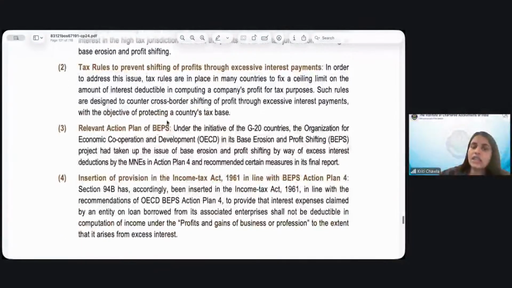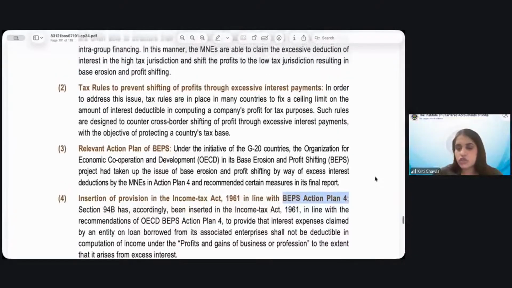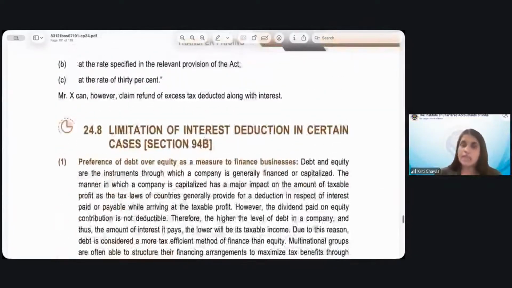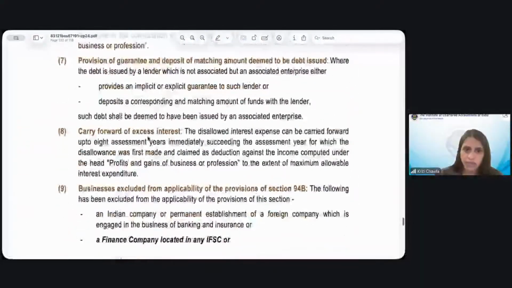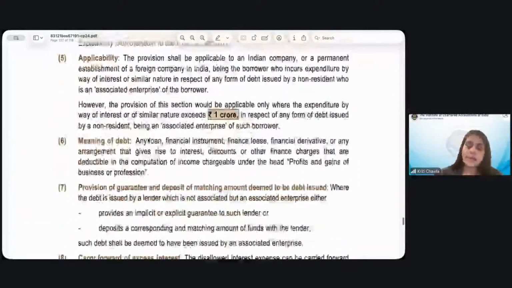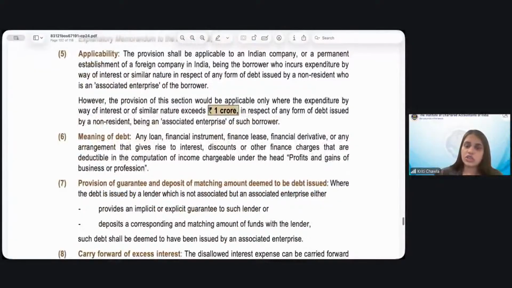This is the reason they have come up with OECD BEPS Action Plan 4. And what they have done is, in India, they've incorporated the recommendations of OECD BEPS Action Plan 4 in section 94B. This is also called interest limitation rules or thin capitalization rules. As I mentioned, the threshold again for interest is 1 crore.